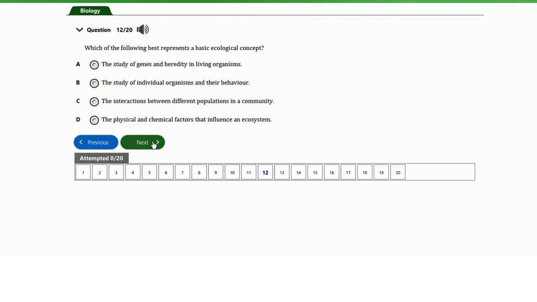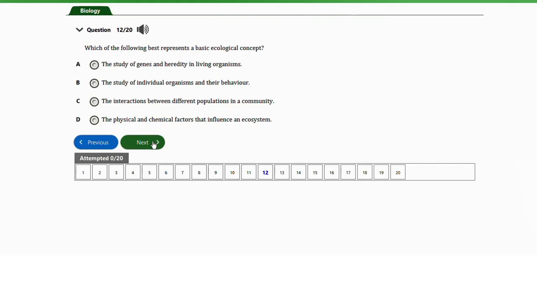So let's look at the next question, and that's question number 12. Which of the following best represents a basic ecological concept? A, the study of genes and heredity in living organisms. B, the study of individual organisms and their behavior. C, the interaction between different populations in a community. D, the physical and chemical factors that influence an ecosystem.